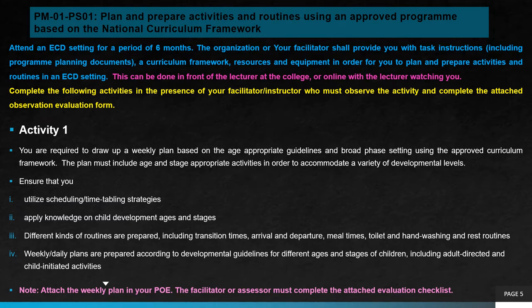Now note this, every single activity that you do, you have to attach and place in your portfolio of evidence, because at the end of the day, your tutor will evaluate you, and then the principal and I, or whoever, will check to see that all those documents are completed according to the curriculum of what you are studying. And that is the ECD, Early Childhood Development, NQF Level 4, 131 credits. And we have to see before you write your final exam that you have done everything.